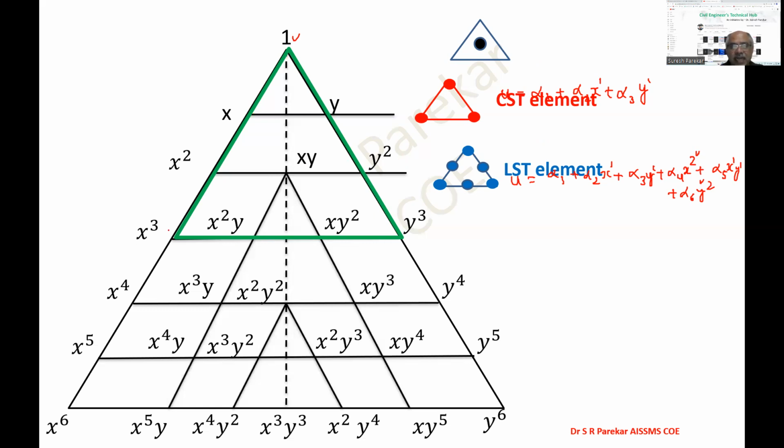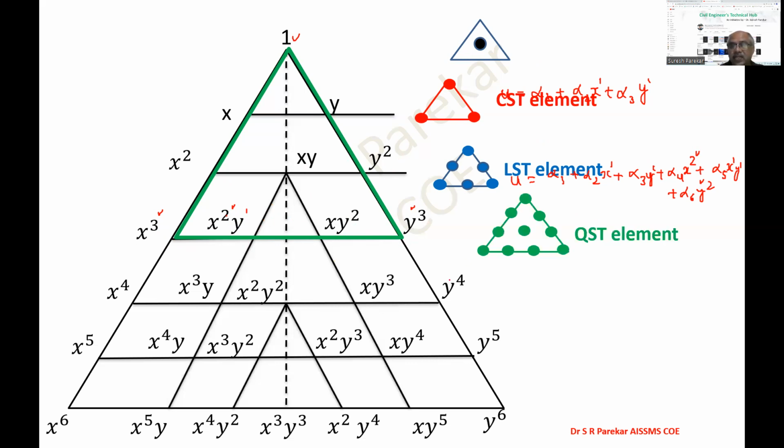So if I consider 9, then 3 terms I have to consider. If I consider x cube, y cube, and if I take x square y, then your isotropic geometry will not be achieved. Here I have x2, y1, but that term is not over there. Likewise, we do not have it. So we have 10 noded elements.